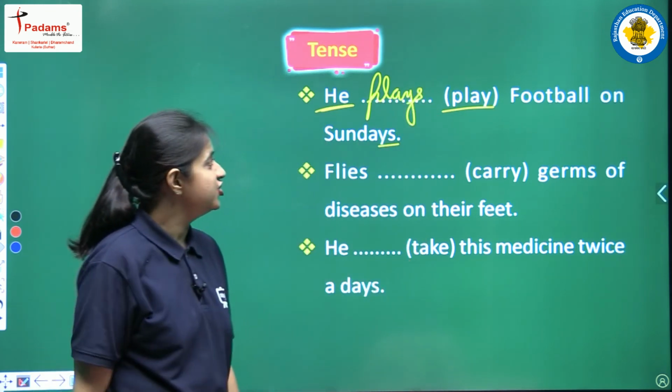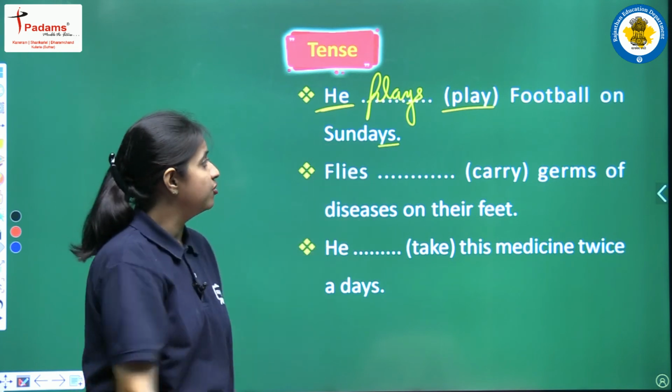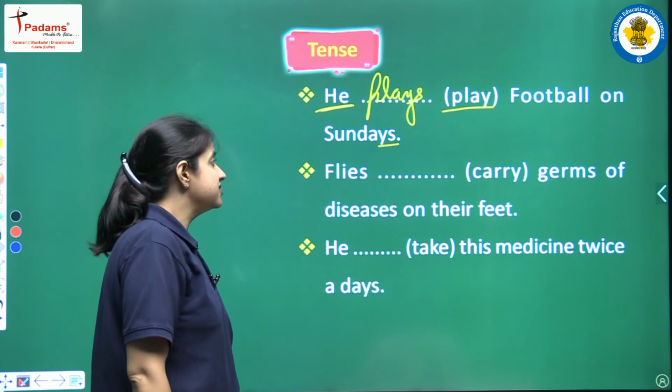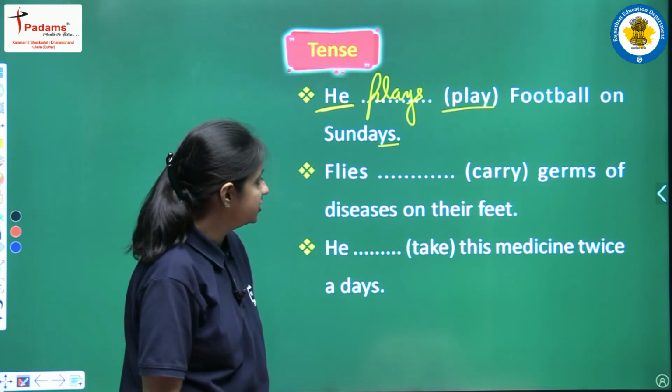Our answer will be he plays football on Sundays. Clear? Next is flies carry germs of disease on their feet.